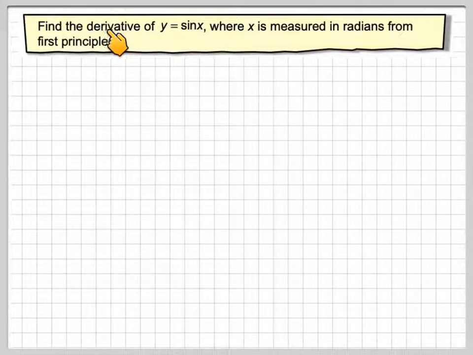Right, we're going to find the derivative of y is equal to sine x, where x is measured in radians, from what's known as first principles. Now, in order to do this, I'm going to use this GeoGebra app, and I'll put this GeoGebra app in the notes of the video for you to actually try yourself.